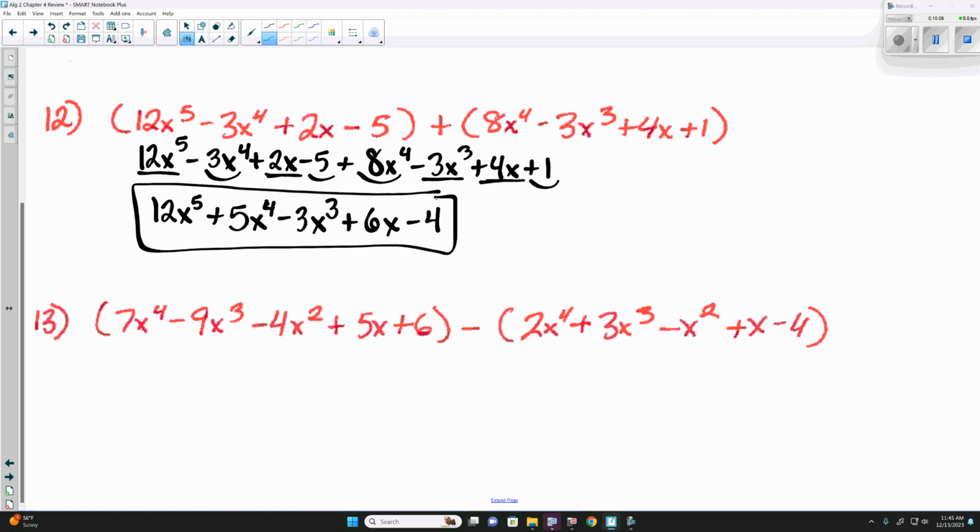Questions on number 12? And combine like terms. Because we're combining like terms. That's it? Yes. Questions on number 12? Questions on 13 or 14?